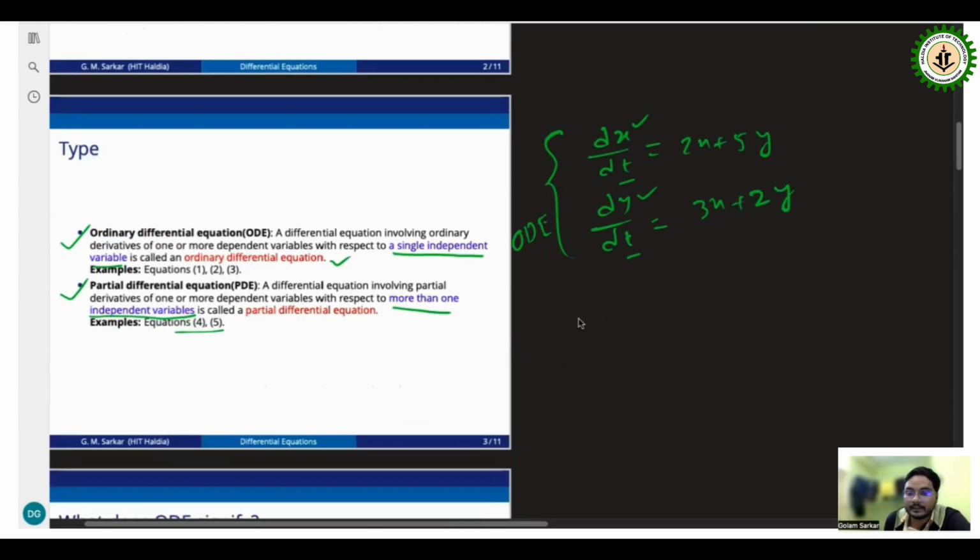Another example, for a PDE with more than one dependent variable: take this equation, del u/del x plus del v/del y equals 0. You see, we have more than one independent variable and partial derivative terms. So clearly this is a partial differential equation, but it has more than one dependent variable, u and v. So it is possible to have more than one dependent variable in an ordinary differential equation as well as in a partial differential equation.